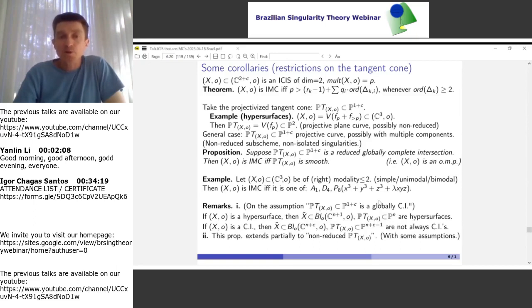Now, this proposition actually extends to the case when the projectivized tangent cone is non-reduced, but partially, of course. If the projectivized tangent cone is non-reduced, then there are some other conditions, some other assumptions.